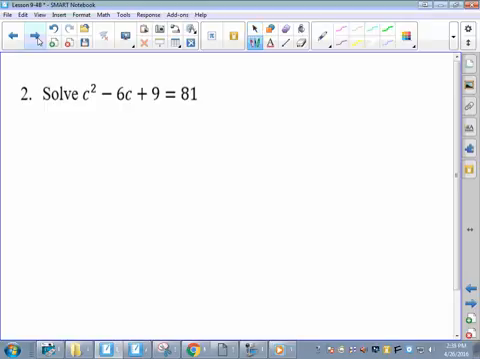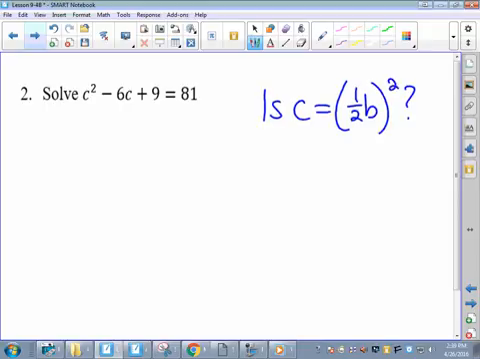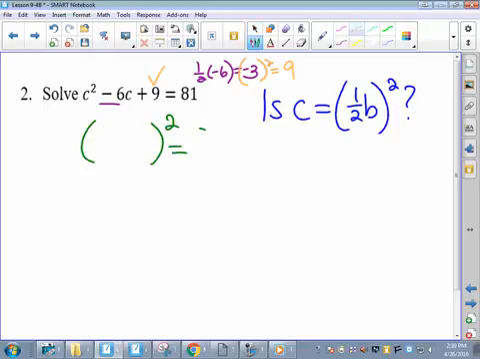So as we set up above, is C equal to half of B, squared? In other words, what is half of B? Half of negative 6 equals negative 3. Square it, and you get a 9, which is exactly what we have there. So we don't have to do any adding inside or subtracting outside. We get to take a shortcut.